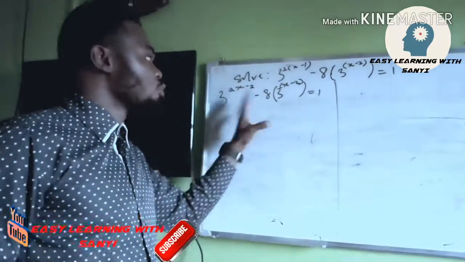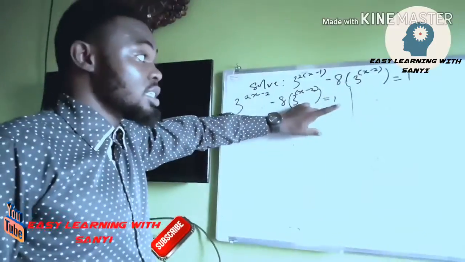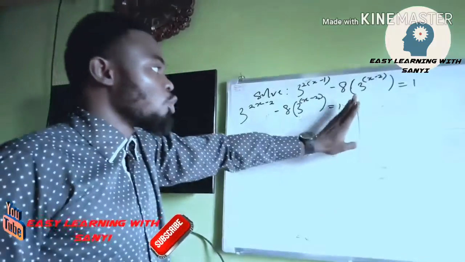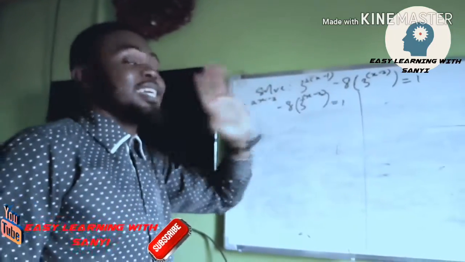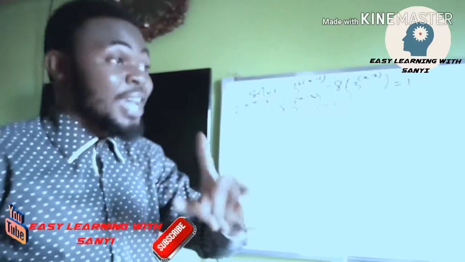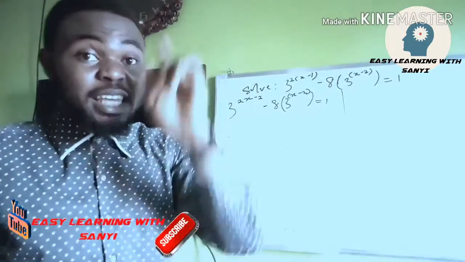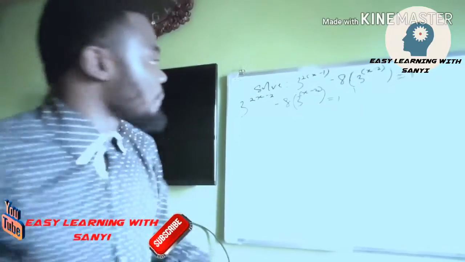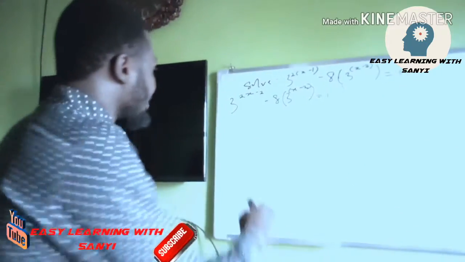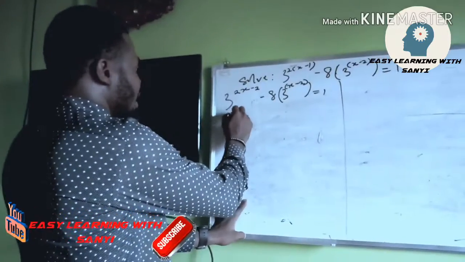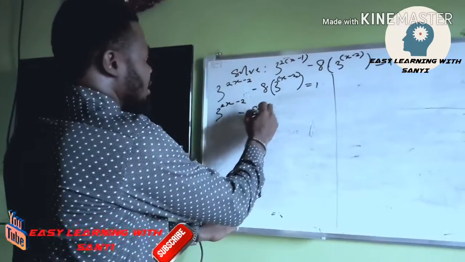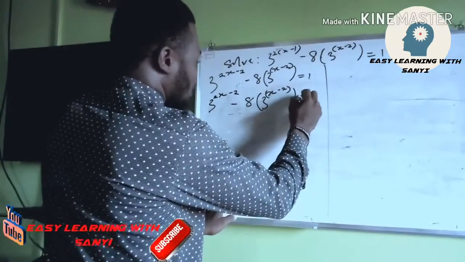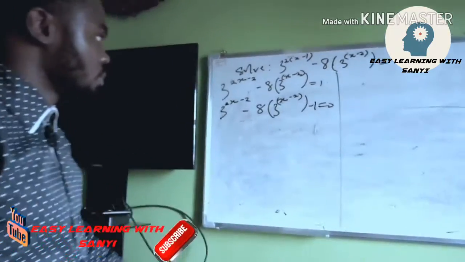Now I have to equate this equation to 0. How do I do that? Basic mathematics: I cross over this 1 to this side, and when it crosses over it changes to minus. When any number is crossing an equal sign, the sign automatically changes. Now you have 3 to the power 2x minus 2, minus 8 times 3 to the power x minus 2, minus 1 equals 0. Now I've done that.